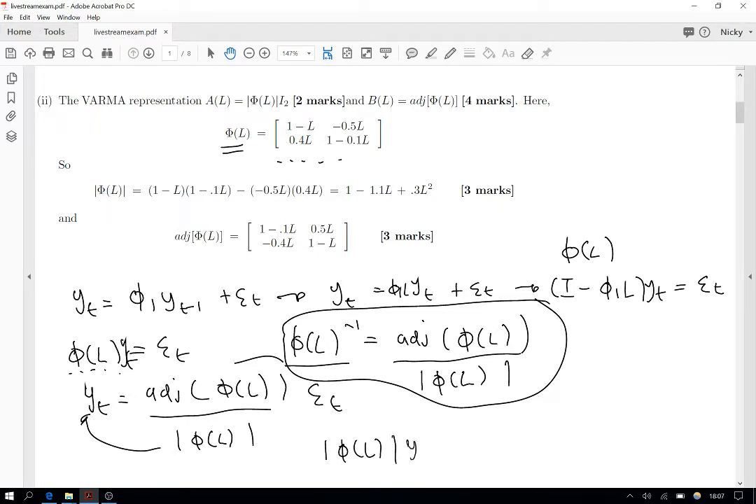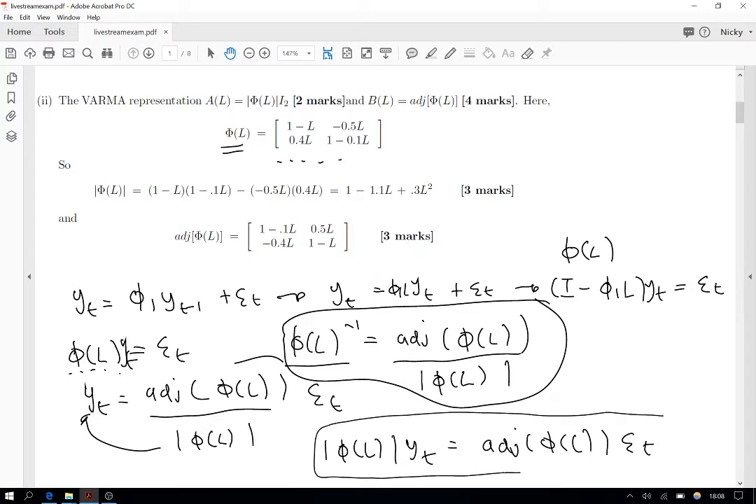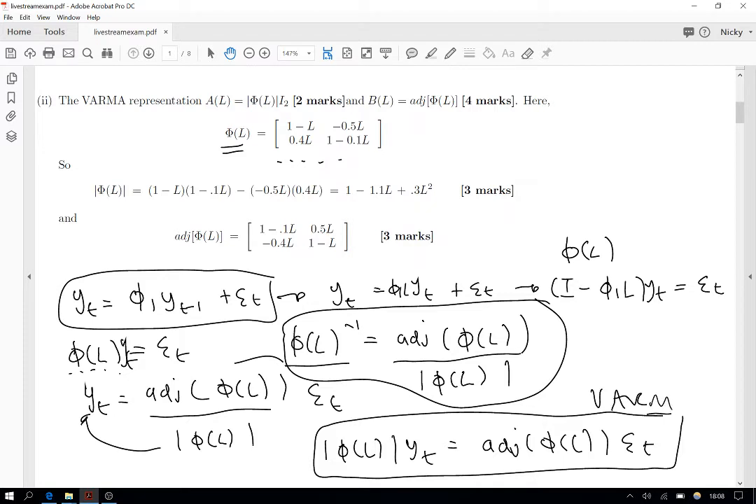So this is the general formula when there's no constant. It equals the adjoint of phi times epsilon_t. Okay, so this is just a quick recap as to what the VARMA is, and this relates to the stationarity. So we've now re-expressed this simple AR(1) model equivalently as this one here. So this is the VARMA representation when there's no constant. And again, this is just a general method. So in this particular example, all we have to do is state this.